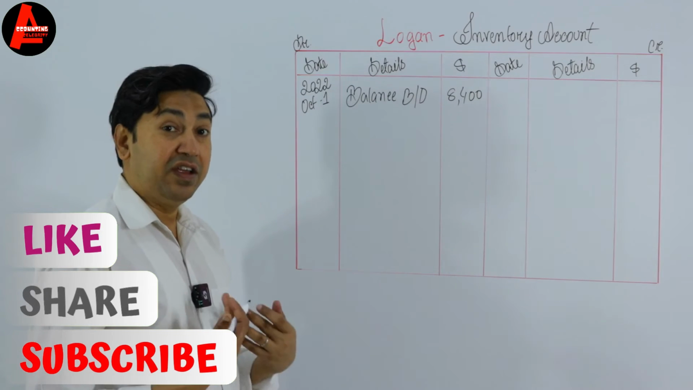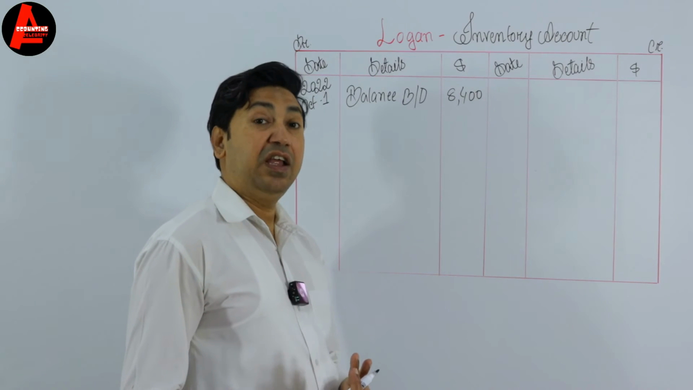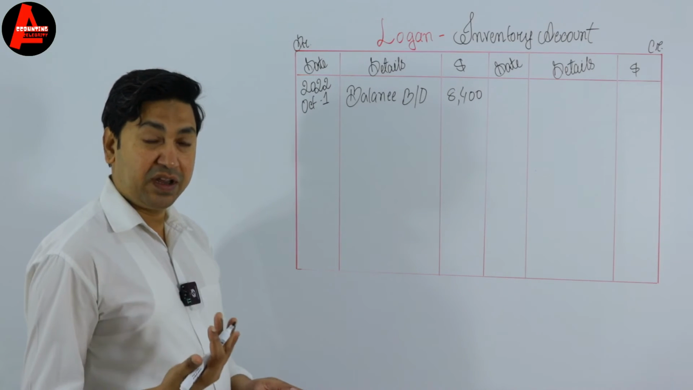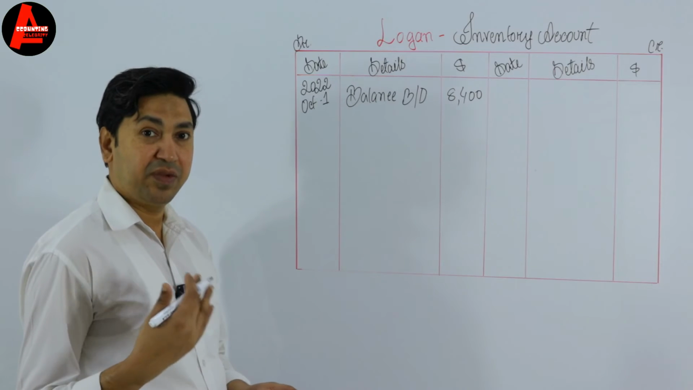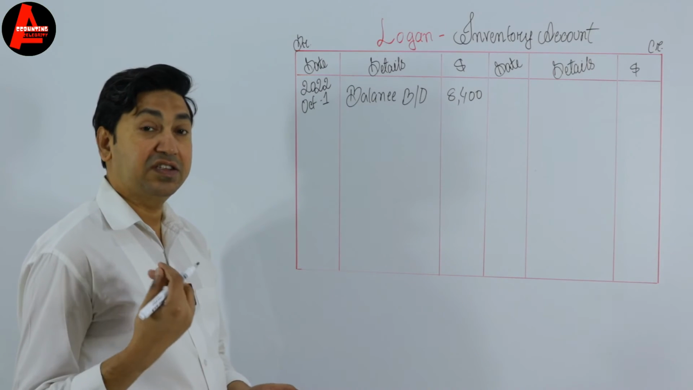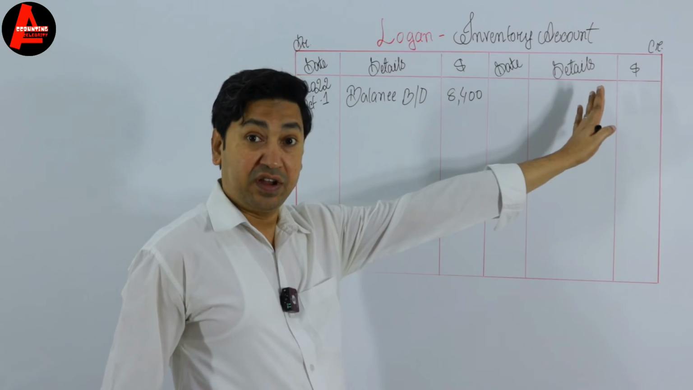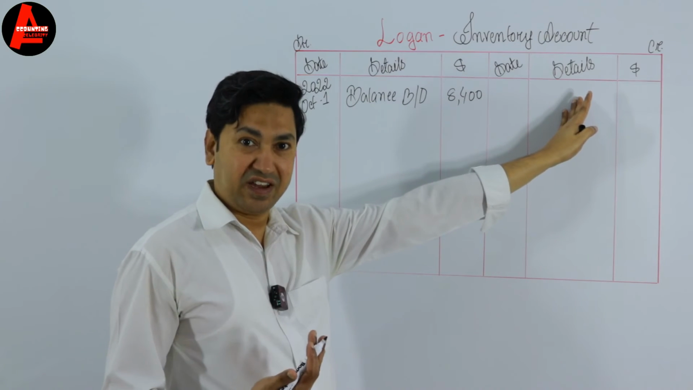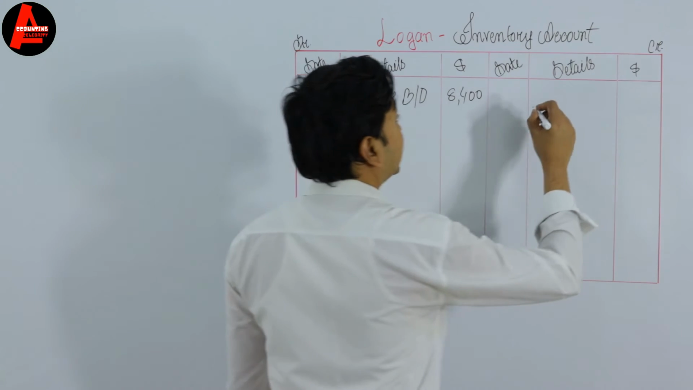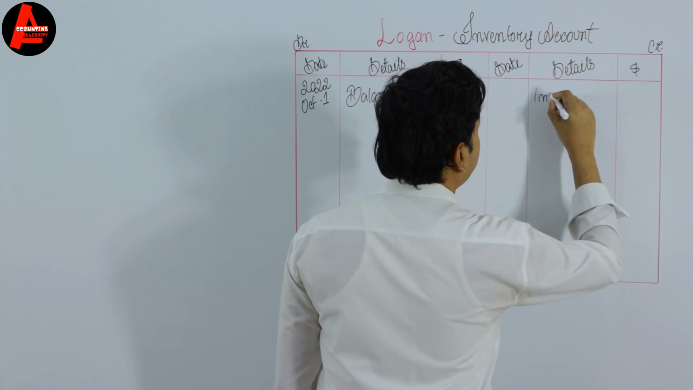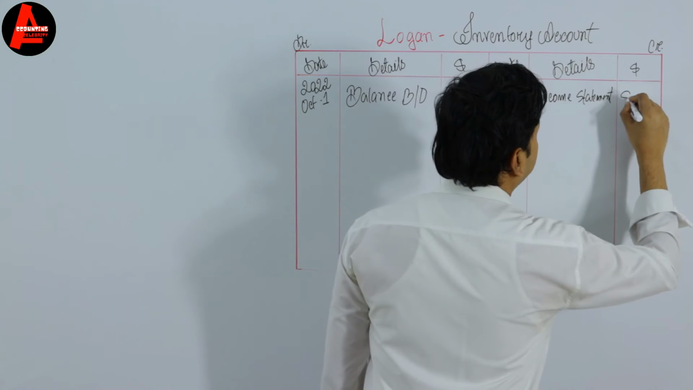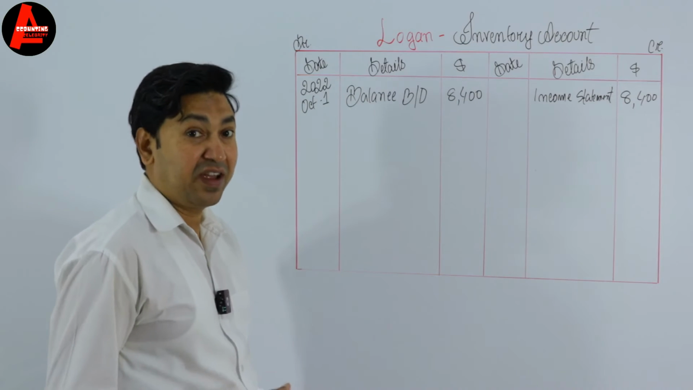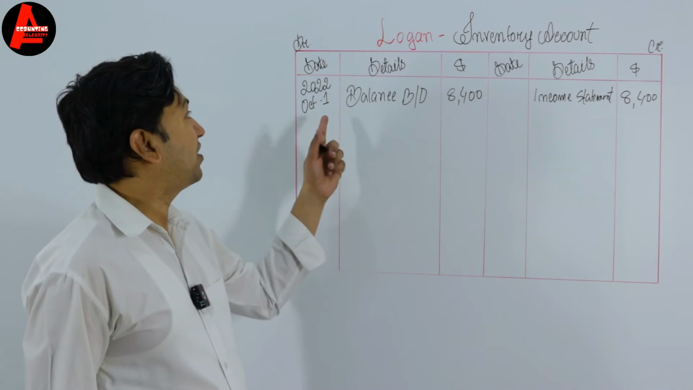Income statement account is to be debited and inventory account is to be credited. Once again, income statement to be debited and opening inventory to be credited. Since inventory is credited, we go to the credit side and write the opposite account, which is income statement, in the detail column. It is the same amount, $8,400.